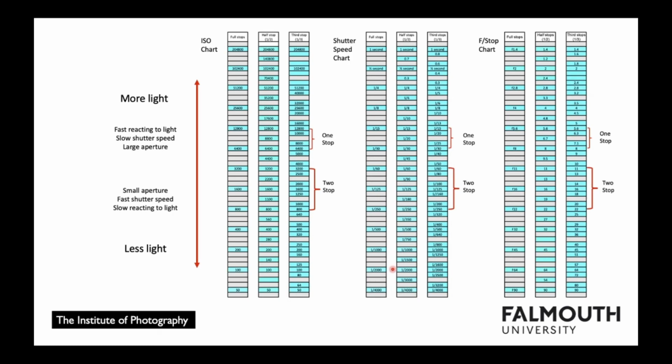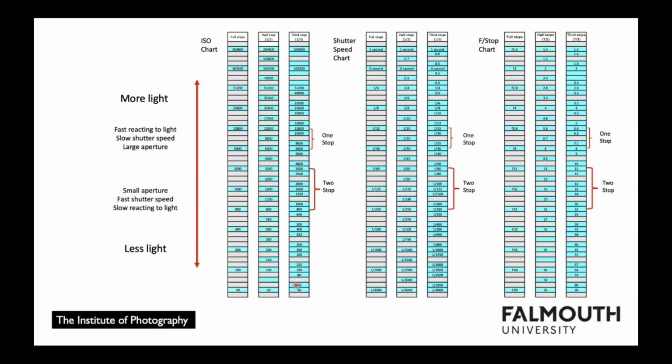Now here's a very big chart with lots of numbers, so you'll probably want to pause the video at this moment. But these are all the charts that you've seen before, and it just goes to show up here, very sensitive ISO, very sensitive sensor, lots of light. Slow shutter speeds even, lots of light. And big apertures, big holes, small f-stop numbers, lots of light.